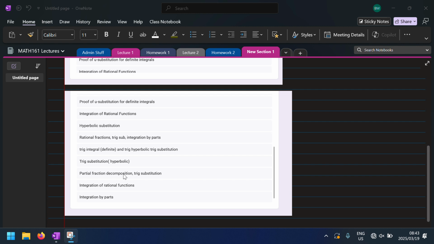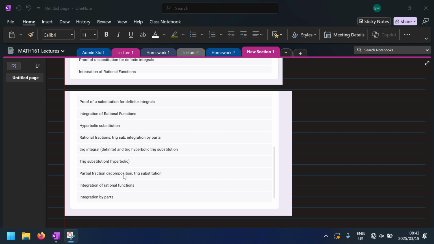I think there were 7, so 7 of you voted for that. So we'll start off with partial fractions. Then the next highest was hyperbolic trig substitution, so we'll do a few examples of that. Then the next one was integration by parts. Those were the major ones, so we'll go through those.